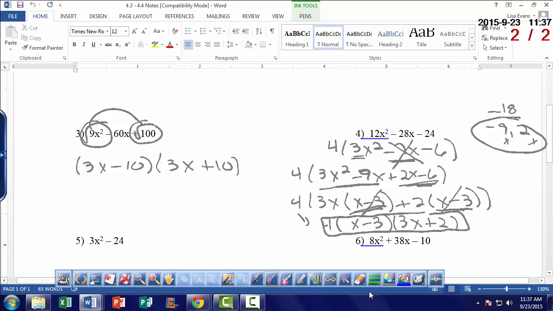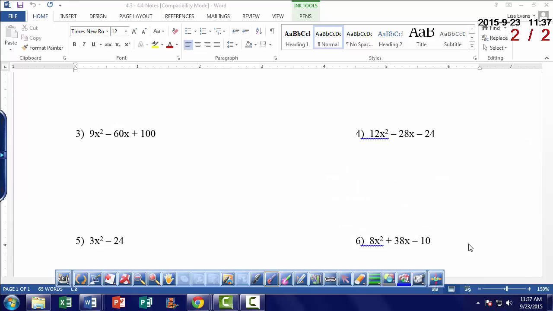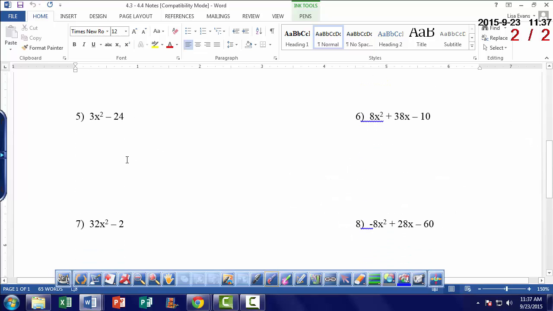Okay? All right, let's go ahead and look at the next problem. This problem, we can factor out a 3. I'm going to take a 3 out. I'm left with x squared minus 8. Now, normally when this happens, usually you'll be left with perfect squares. So we would square root each of these and factor by difference of squares.